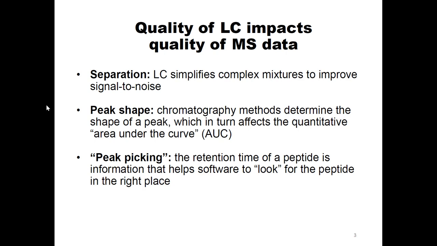Sue had mentioned that if you don't collect enough points across the peak, and I'll show you some pictures of this, if you don't collect enough points, you just get a triangle. If you only collect one point, that peak becomes a triangle. So accurately describing the shape of your peak affects your area under the curve. We'll be coming back to that too.